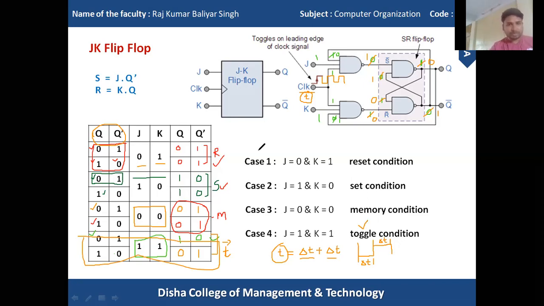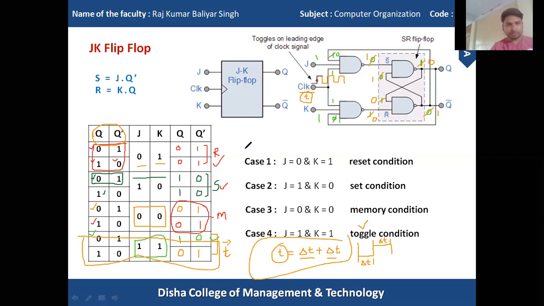Okay. But for this case, see, for this delta T, the Q value is 0 and Q naught value is 1. For the second delta T, the same value will be retained. It will not change in the next value or any other values. It will retain the same value in the next delta T. That means in one clock cycle, whatever the value of Q and Q naught we are assuming, we are getting the same output value. Okay.